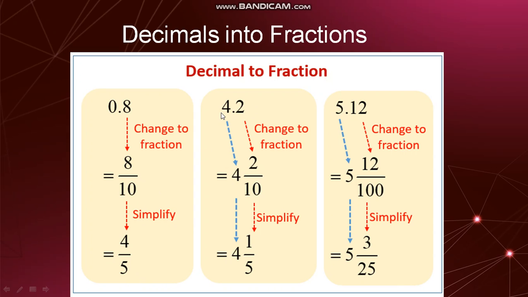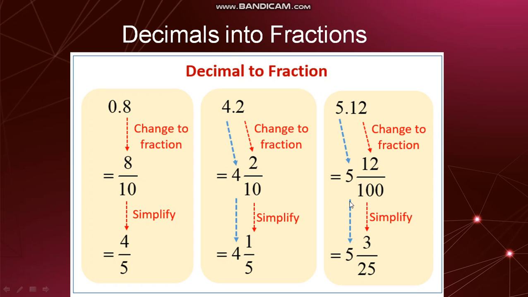Here again, it's 4.2. Again, after the decimal there is only one digit, so it can be written as 42 by 10. Now 42 by 10 is an improper fraction. You know that when we have an improper fraction we always convert it into a mixed fraction.